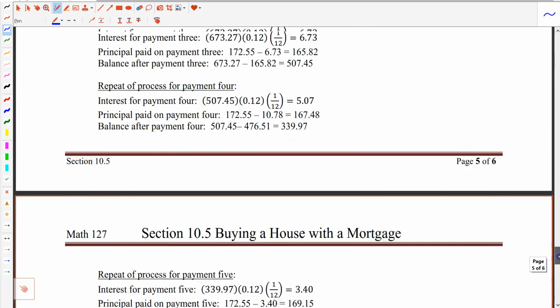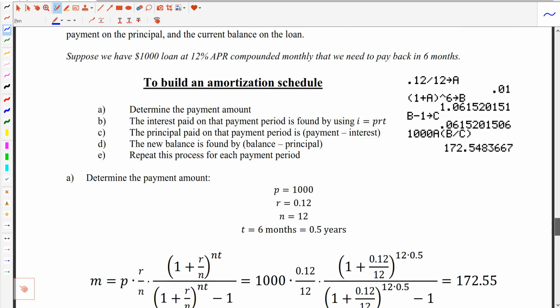Alright, so let's go back up here and take a look at this work. This is going to be the process to build the amortization schedule. First off, for a loan, you have to determine the payment amount, and that's going to be using this amortization formula. Once you know what the payment amount is going to be, for a particular payment period, we're going to find the interest paid by using I equals PRT. Then the principal paid is going to be what the payment is minus the interest. And then the new balance would be whatever the previous loan balance is minus the principal that's paid off. And you're just going to repeat this process for each of the payment periods.